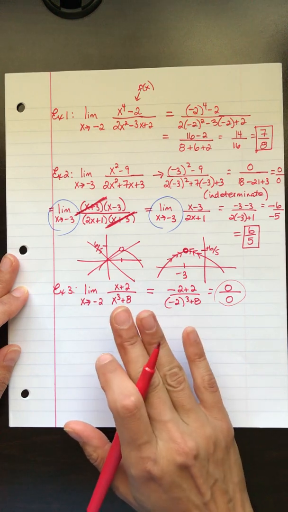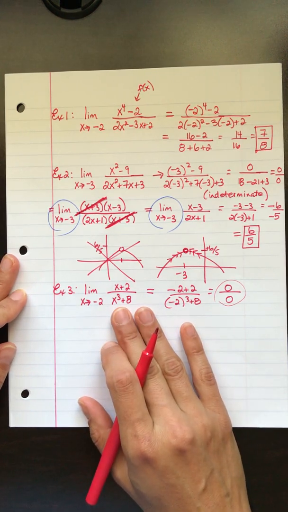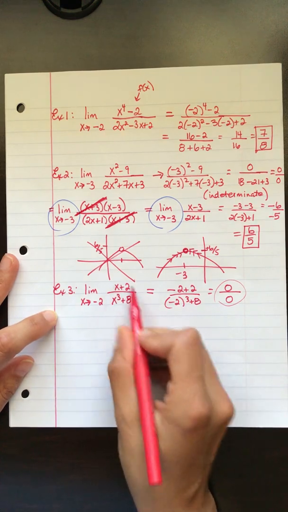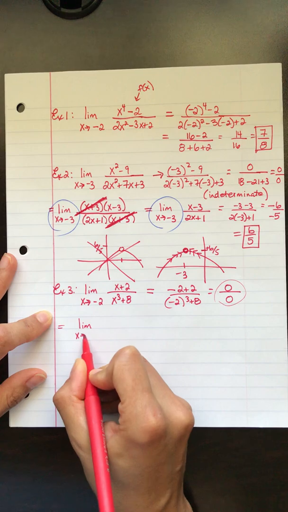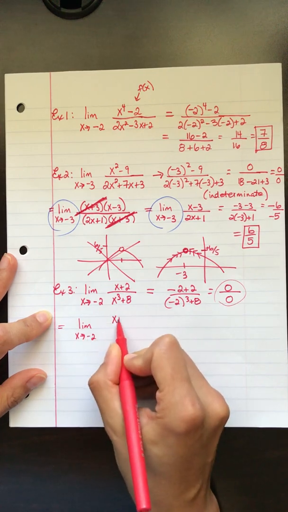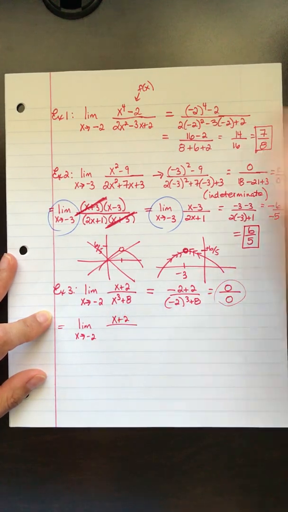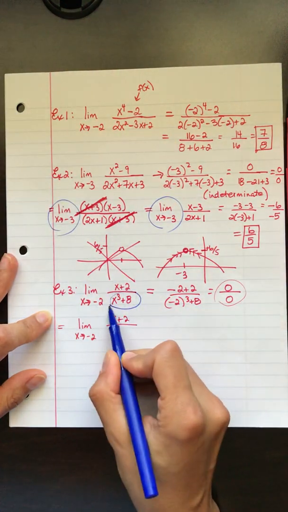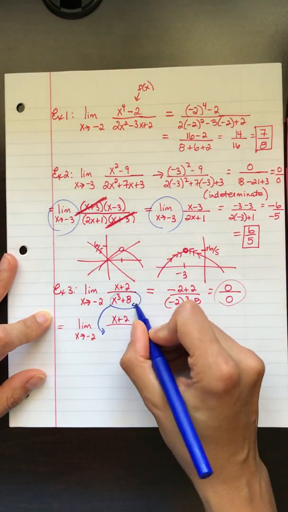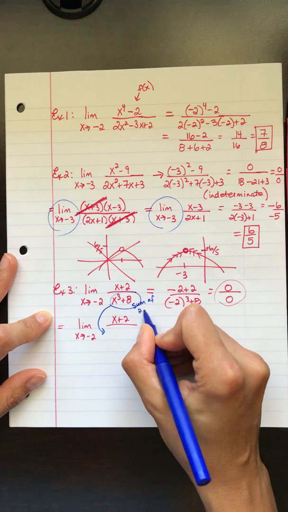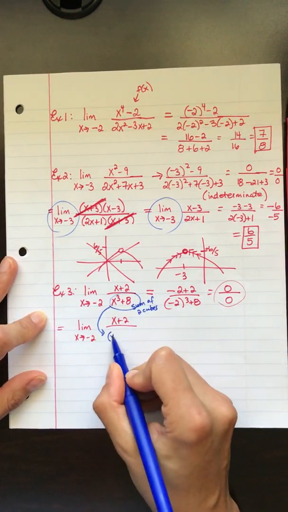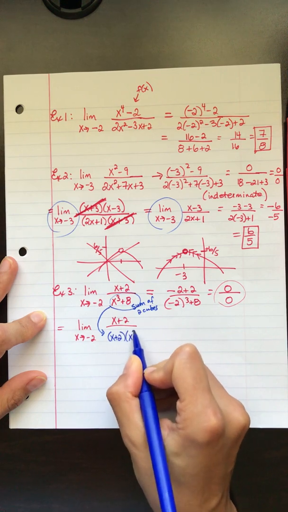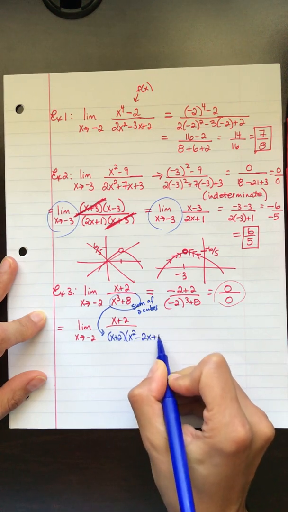Factor, simplify, or multiply by a conjugate. Let's see. So how do I factor this? Can I factor this? I sure can. It's called the sum of 2 cubes. So x plus 2 is not factorable, but x cubed plus 8 is the sum of 2 cubes, which, if you don't remember the formula, you're going to have to look that up. It factors into x plus 2 times x squared minus 2x plus 4.